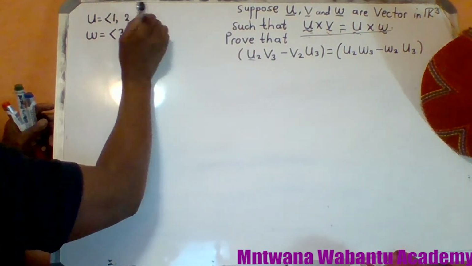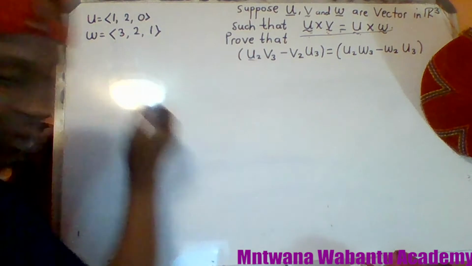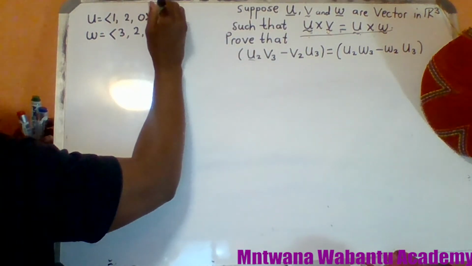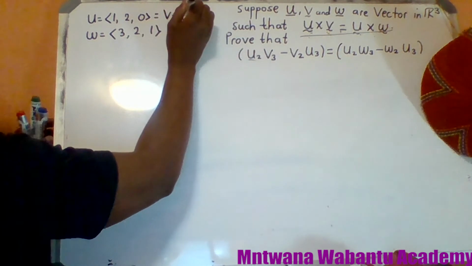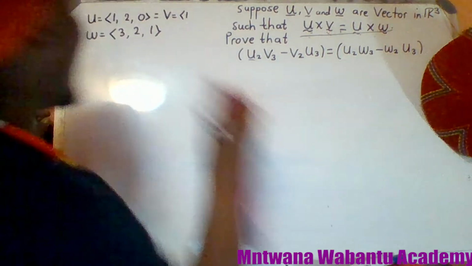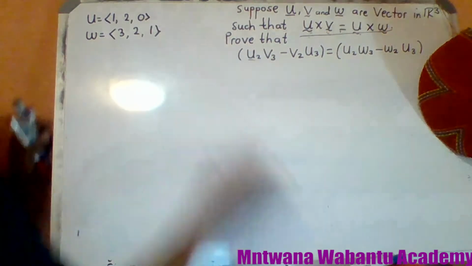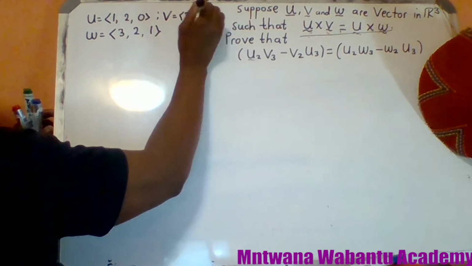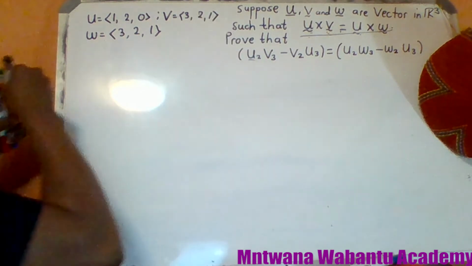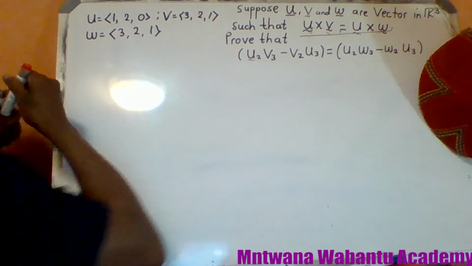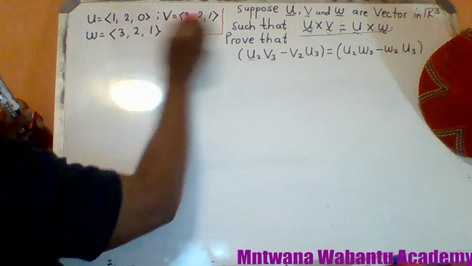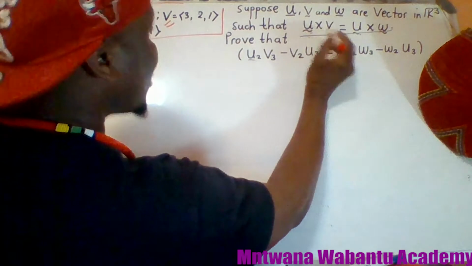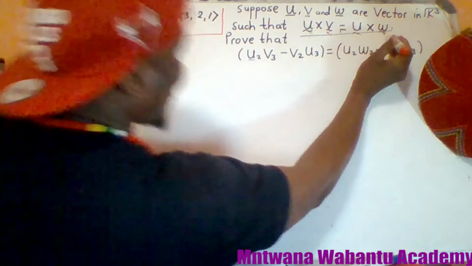V and W are equal, my apologies. So our V and W, 3, 2, 1, means we say these two are equal. This and this are equal. Why? Because like I say here, U times V and U times W means this must be equal. So now we're going to substitute here to see if it's true for what we did. It's easy, so let's prove it.